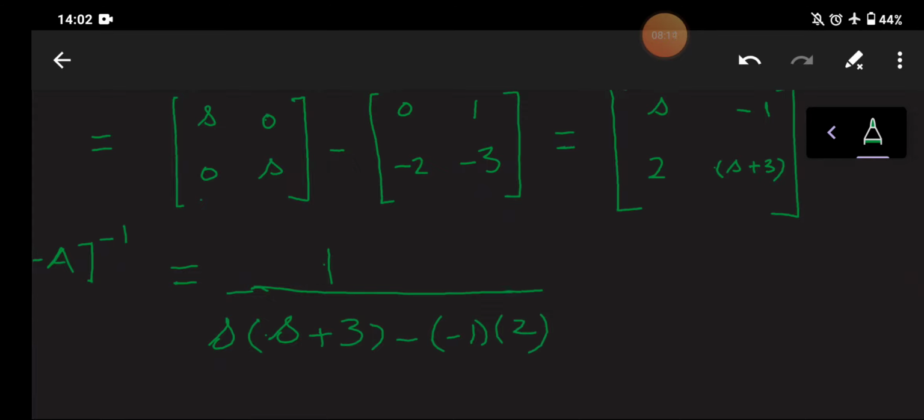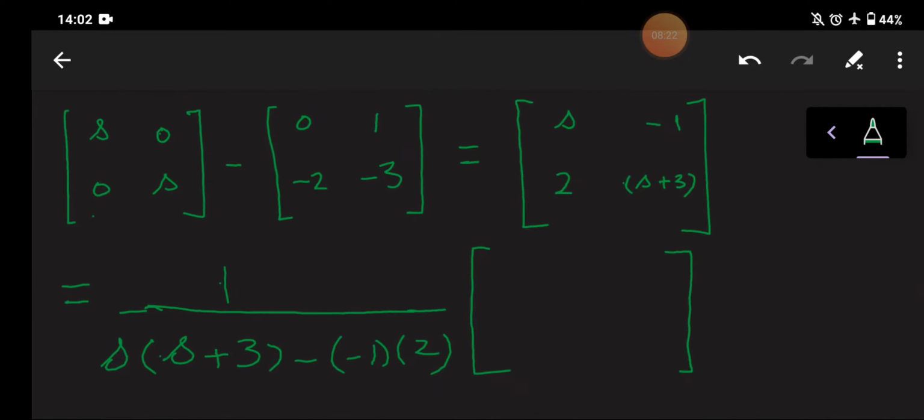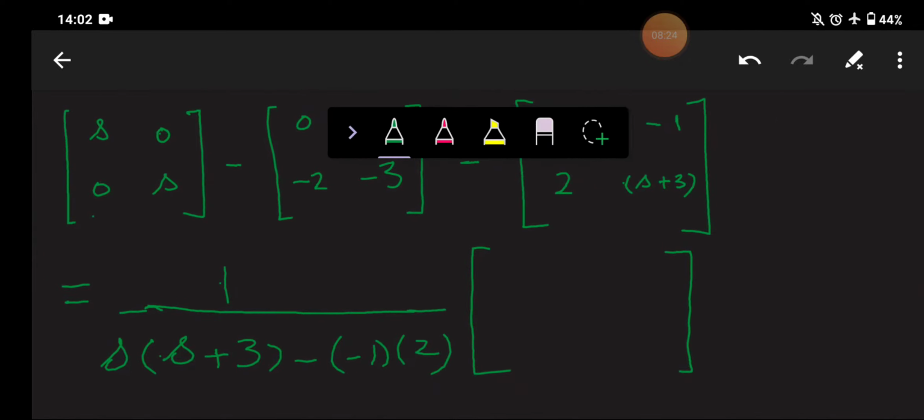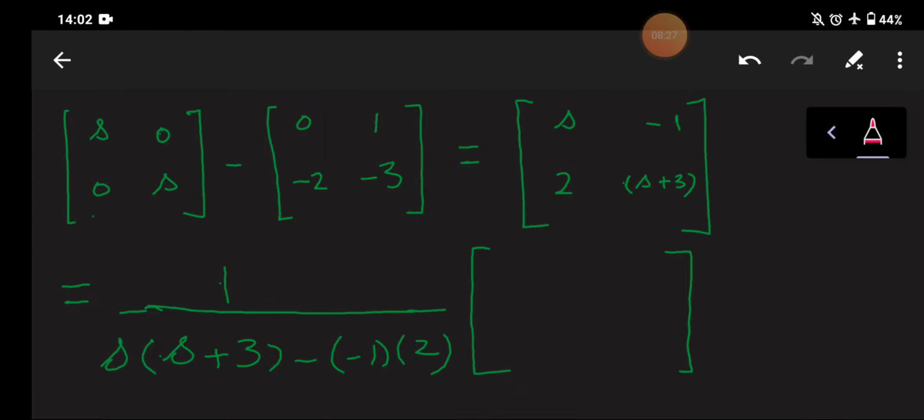So here it will be the determinant, and within brackets these two terms will interchange. S and S plus 3 will interchange. Okay, so S plus 3, here we have S, and the sign of these two terms, minus 1 and 2, will change. Okay, so it will become 1 and it will become minus 2.